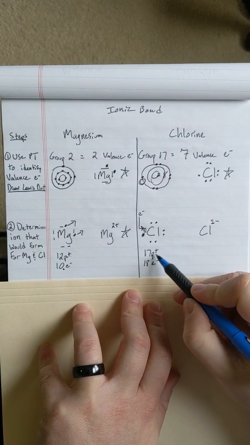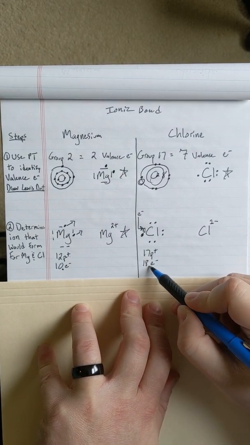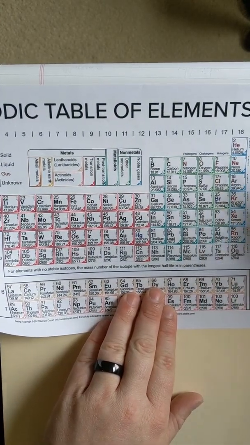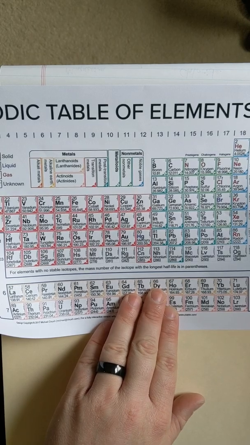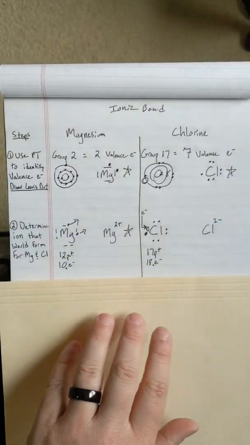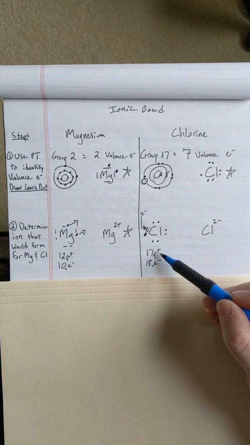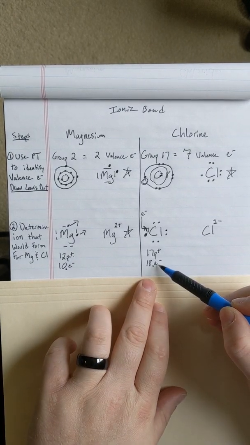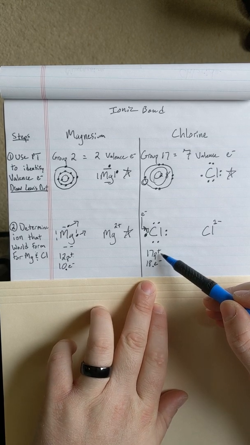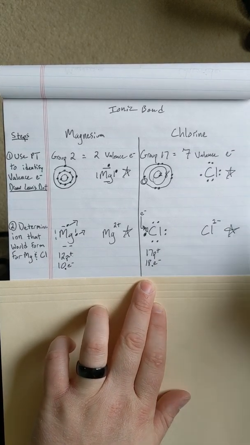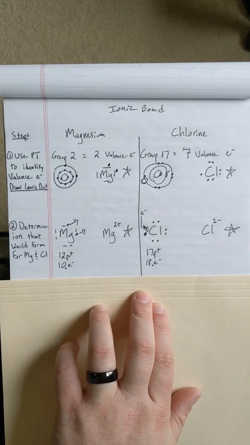And by doing so, we now have 18 total electrons because chlorine is element 17, so it's got 17 protons. But if it gains an extra electron, well, now we have 18 electrons and 17 protons. So 18 negatives versus those 17 positives. We have one more negative, so chlorine has a -1 charge.